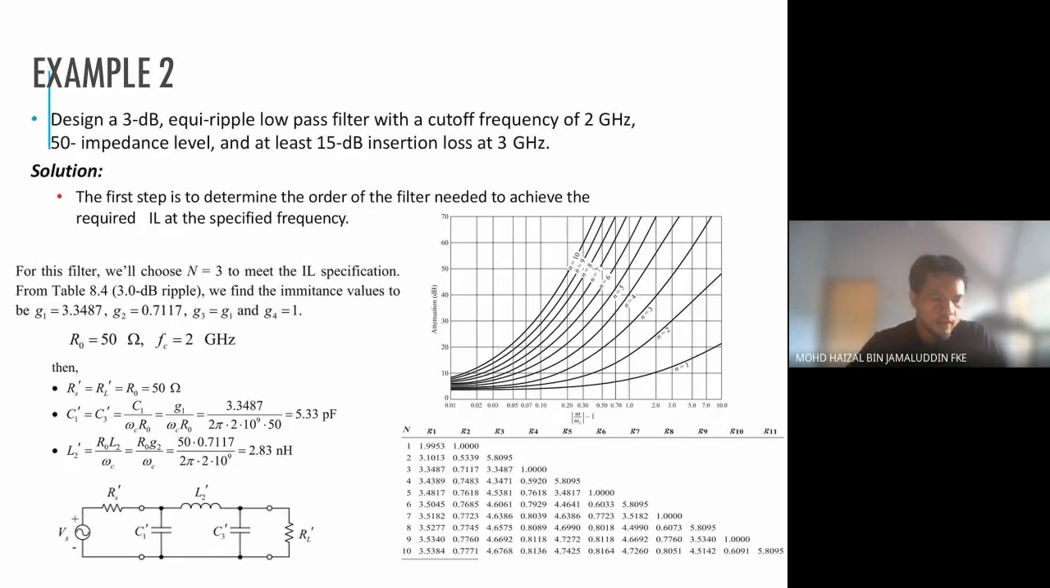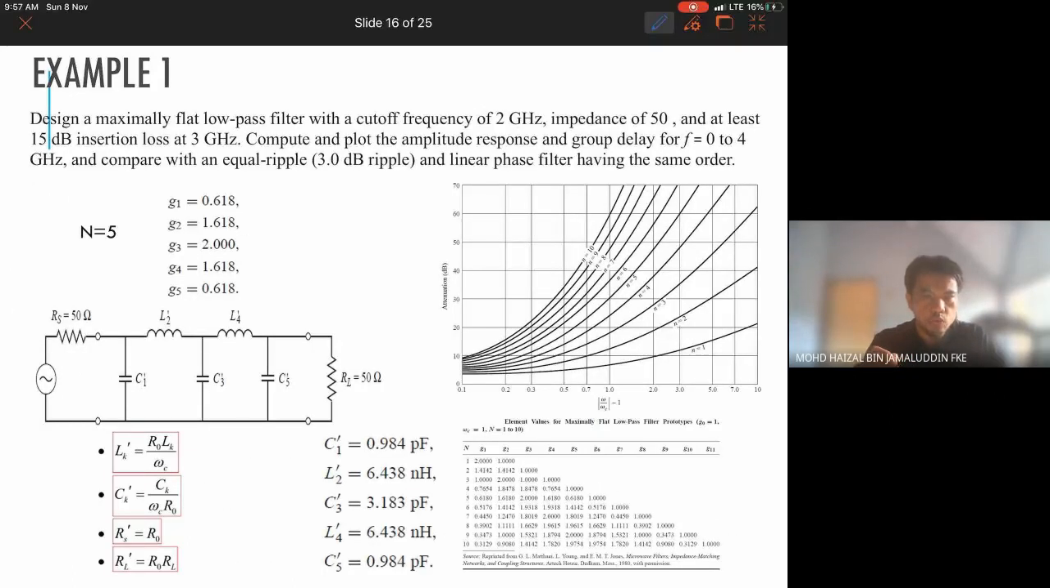Example number one: design a maximally flat low pass filter with a cutoff frequency of 2 GHz with impedance of 50 ohm and at least 15 dB insertion loss at 3 GHz. Compute and plot the amplitude response and group delay for f equal to 0 to 4 GHz and compare with equal ripple, 3 dB ripple and linear phase filter having the same order. This question is from the microwave engineering book. But we'll discuss the first step.